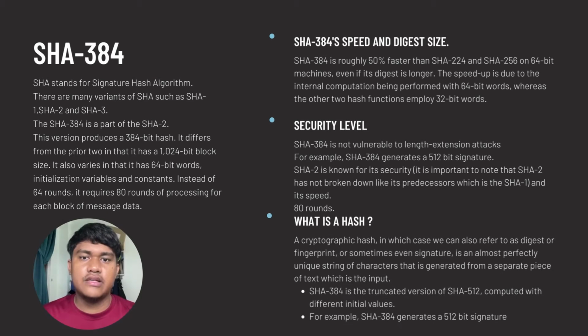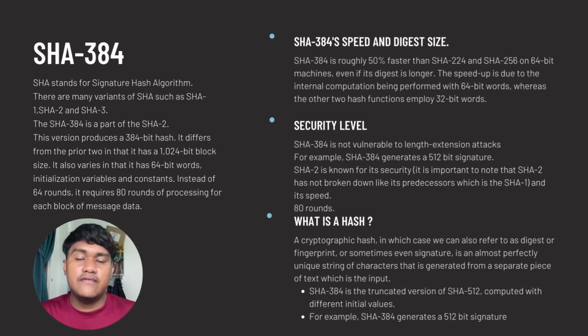Next, we talk about SHA-384 speed and digest size. SHA-384 is roughly 50% faster than SHA-224 and SHA-256 on a 64-bit machine. Even though its digest is longer, the speedup is due to the internal computation being performed with 64-bit words, whereas the other two hash functions implement 32-bit words.